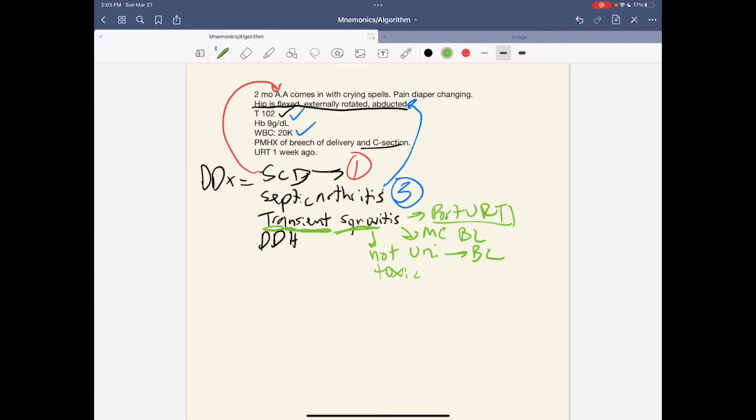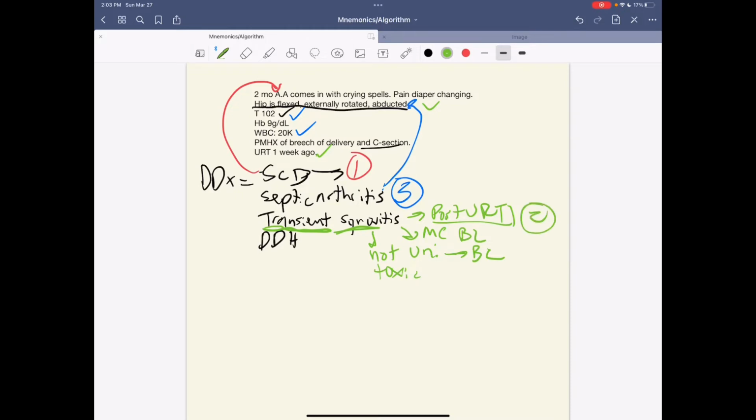Child has a temperature, leukocytosis, that's toxic already. This is a toxic presentation. Child's in pain. Hip is externally rotated, abducted, crying spells. High temperature, leukocytosis is pretty toxic. So for this, the only thing here is respiratory tract infection and then maybe physical exam. So I'll give this 2 points.